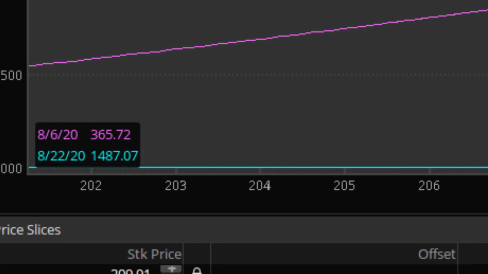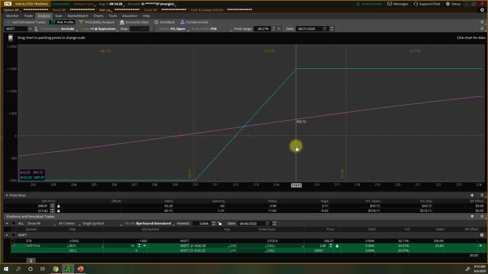So the stock price could sit dead still right here at roughly 215, but if I hold it all the way to expiration, that profit's going to grow from 365 to almost 1,500. And if we look back over here, that's the difference between this purple curve and this blue. All right, so this purple curve is slowly going to start moving towards the blue, upwards over here. And on the left-hand side, it's going to start moving down. I'll show you how you can do that also in Thinkorswim.